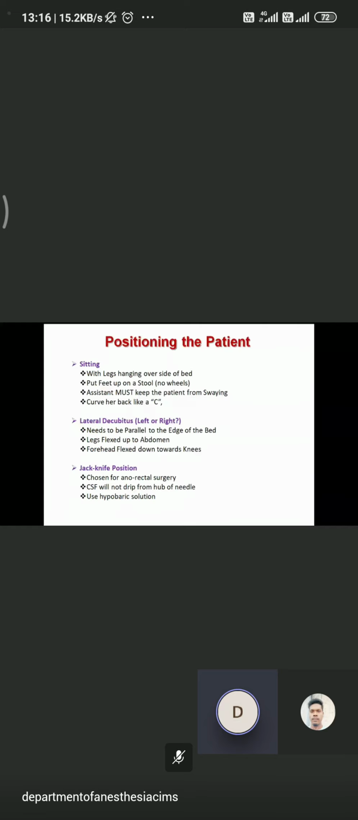There are 2-3 positions in which we give spinal anesthesia. The diagram displayed is the sitting position. It can be given in lateral as well as in prone position. In prone position, we use hypobaric solution, and the position is also known as jackknife position. I'm not going into the details of how we make the patient lie down for spinal anesthesia. You just see the pictures.